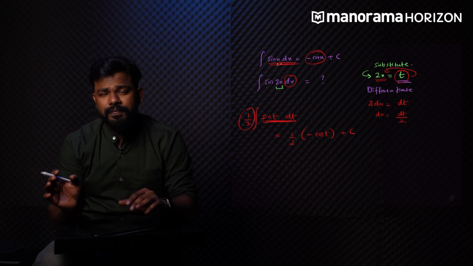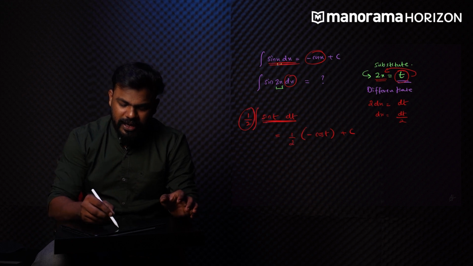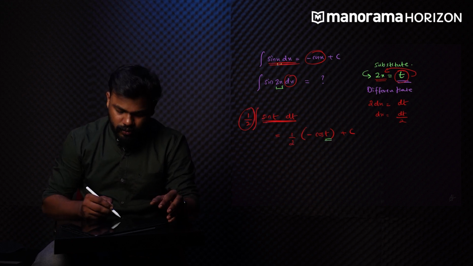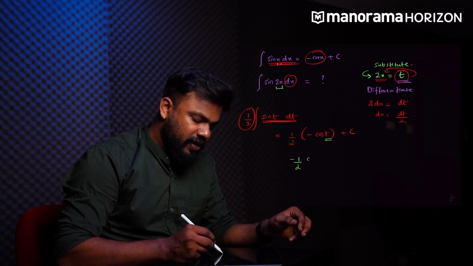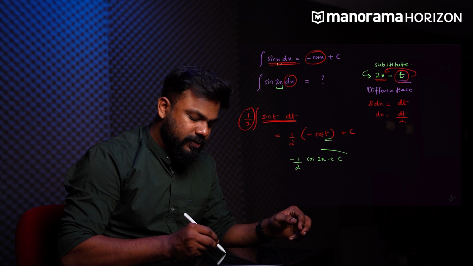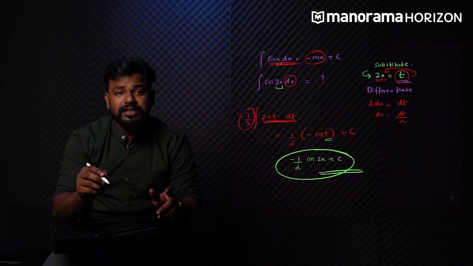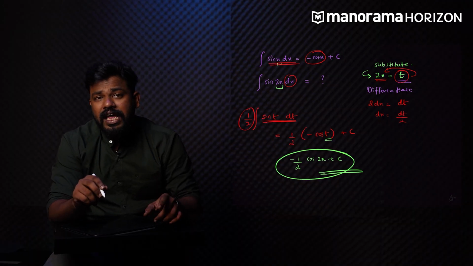So 2x is equal to t. T is equal to 2x. So put in place of this t what? 2x. So what we'll be getting is minus half, take this minus outside, so minus half cos 2x plus c. So this is how I get the integral of sin 2x dx.